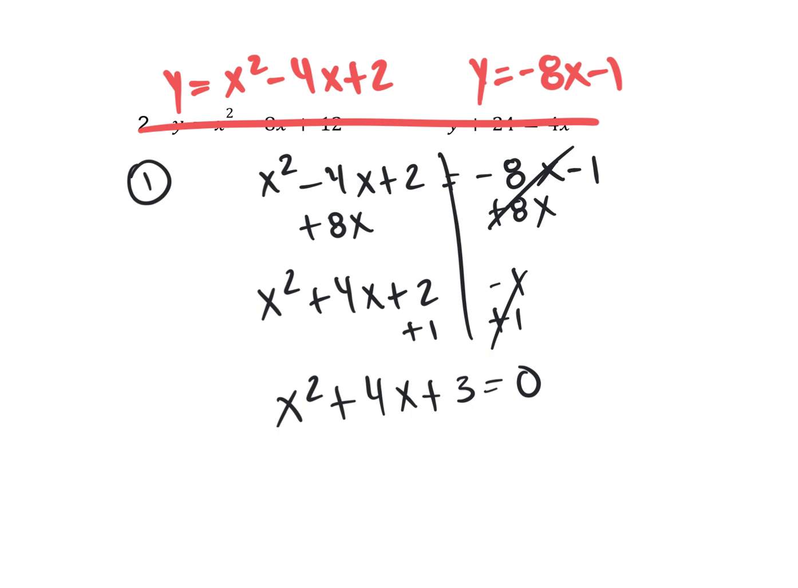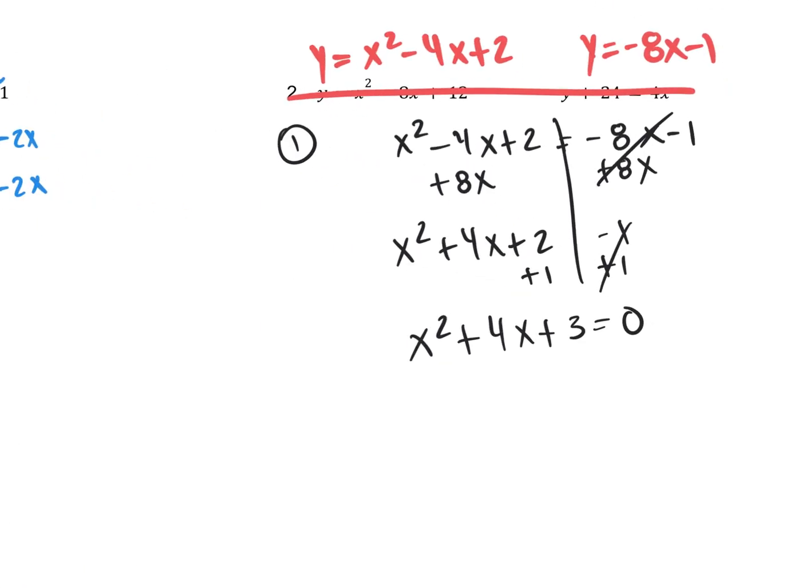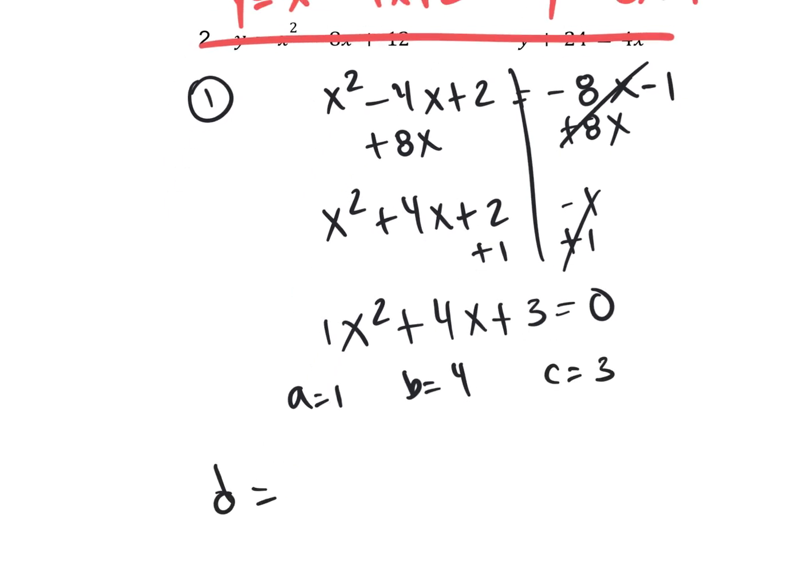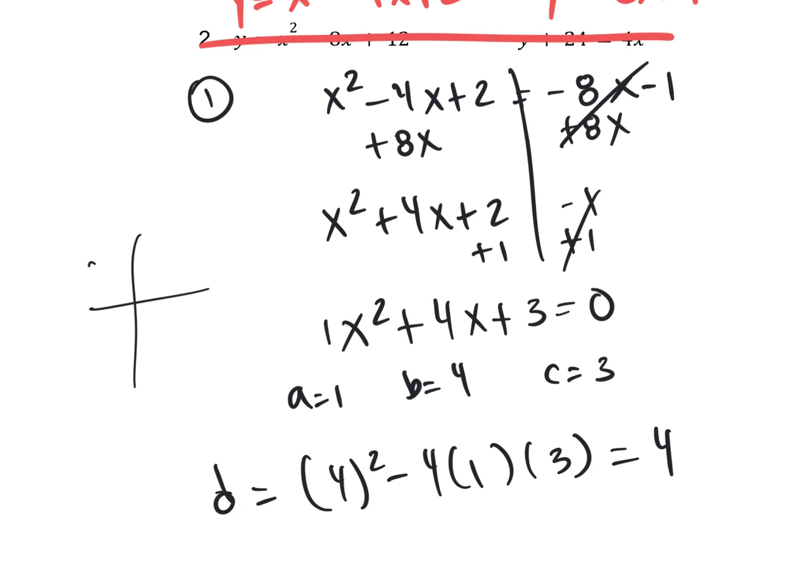Now that I have this, my next step is to solve for x using the quadratic formula. So I have a equals 1, b equals 4, c equals 3. We start by finding the discriminant. That's b squared minus 4ac. Easiest thing to do here is to type it in decimals and see what you got. That should be 16 minus 12, which is 4. It's a positive number. Positive number means that my graph crosses. My linear and my quadratic cross, so there's two solutions.